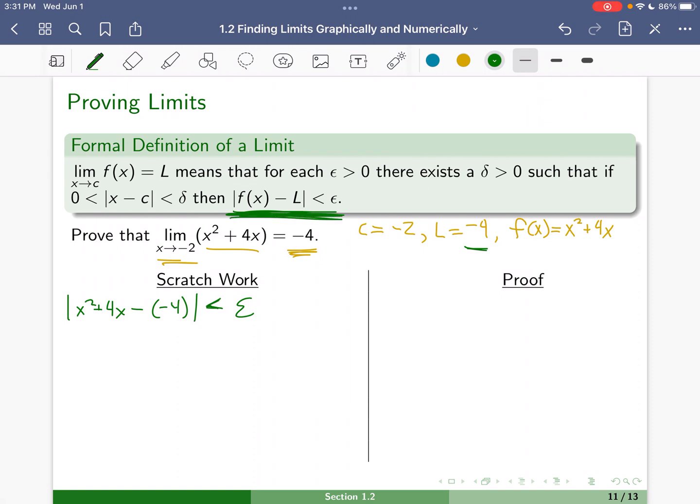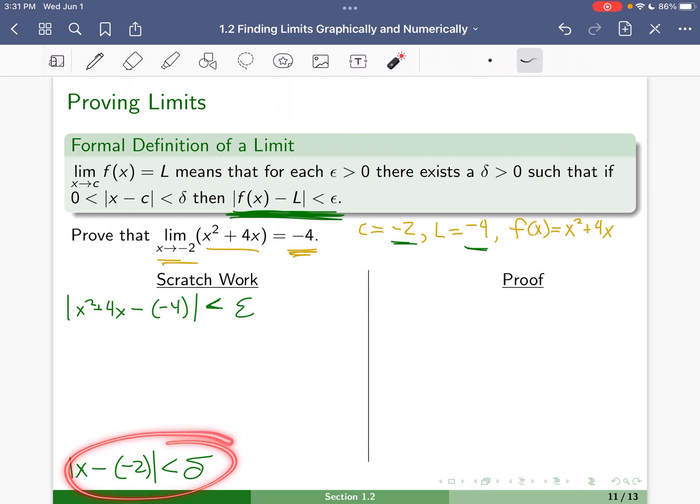We're going to go through a series of steps where we're going to end up with the absolute value of x minus c. In this case, c is -2. So x minus -2 is less than delta. So that's where we're trying to get. You don't have to write this at the beginning. I like to think about that. That's my target. So this left-hand side, I'm trying to slowly make it become just an absolute value of x plus 2 or x minus -2.